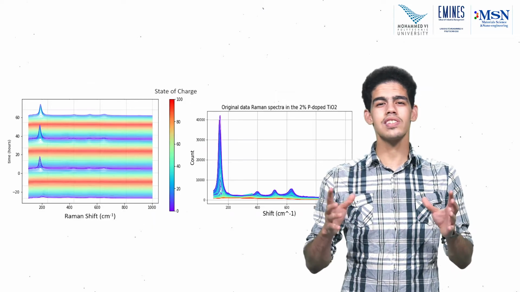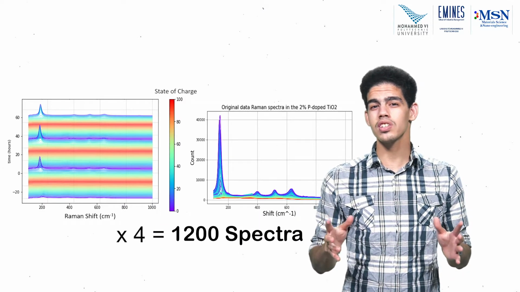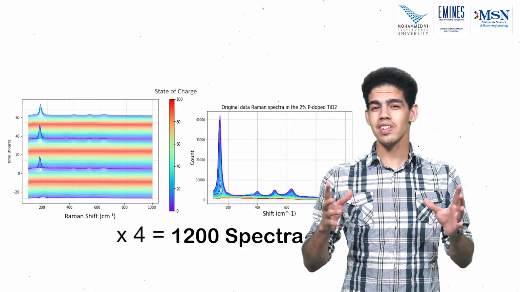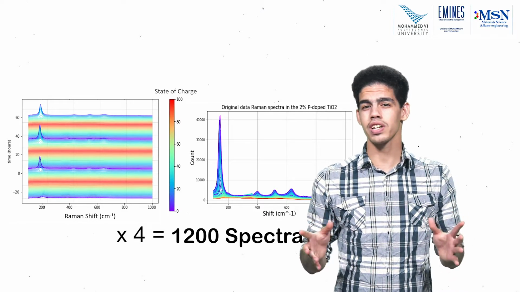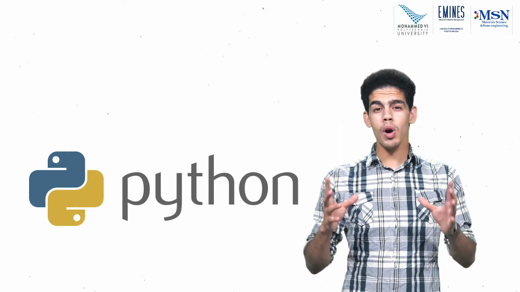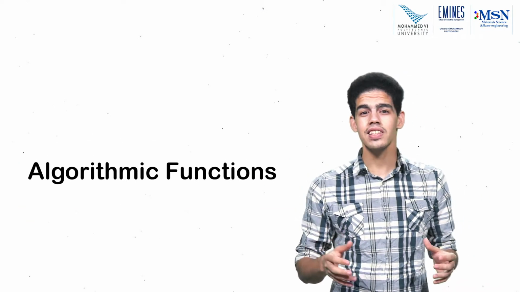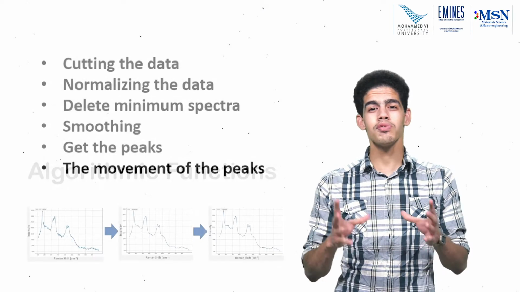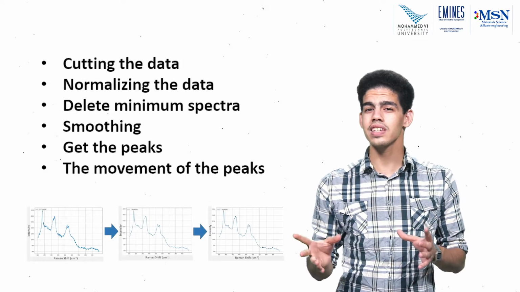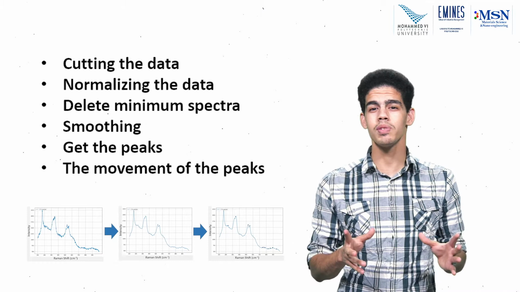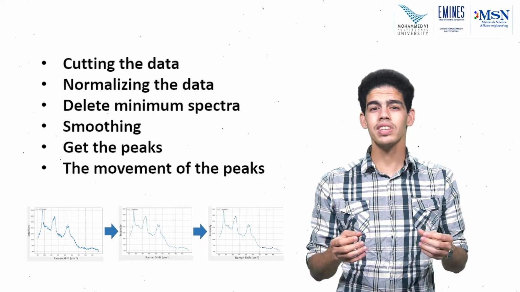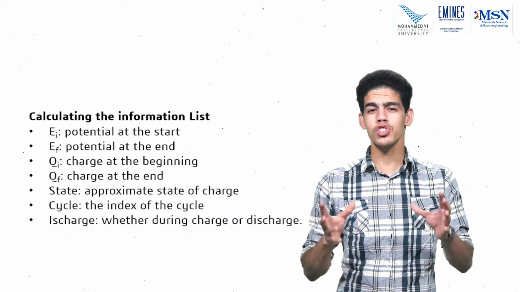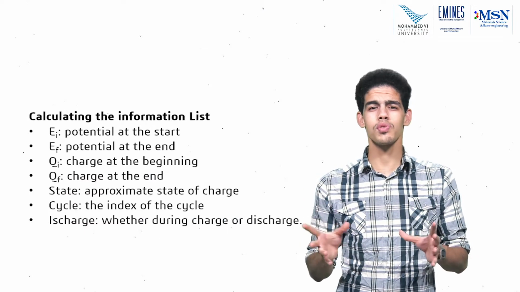This left us with the data of over 1,200 spectra, and each spectrum is a function of over 400 points. This amount of data is quite impossible to manipulate manually. That's why we thought of using data analysis in Python programming software. So I made a whole list of functions that make the data more useful, from filtering and smoothing to normalizing, getting the peaks and tracking their movements, and coupled this data with the electrochemical data to get the voltage of each spectrum and other useful information.